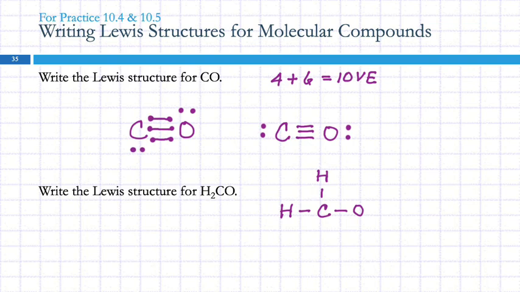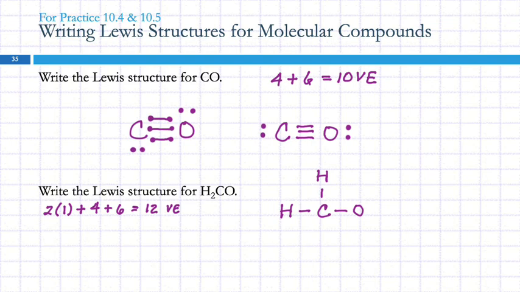So how many valence electrons do we have to work with? We're going to count them up. Two hydrogens each have one, right? One valence electron for hydrogen. How many does carbon have? Four, and oxygen has six. Okay, 4 + 6 = 10, + 2 = 12. So I've got 12 valence electrons.